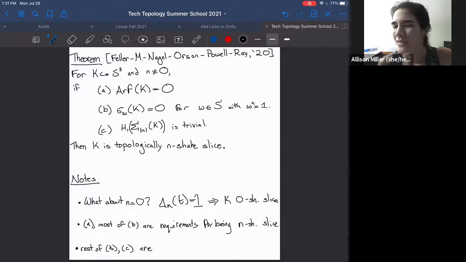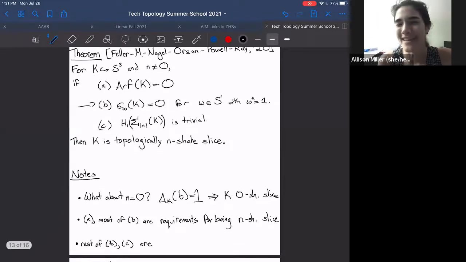Okay, what do I mean by most of B? This is going to be addressed mostly at people who know concordance obstructions reasonably well, which is that not all Tristram-Levine signatures are sliceness obstructions. So there are slice knots that don't have a completely zero Tristram-Levine signature function. So the obstructions to or requirements for being n-shake slice are basically item B, but restrict to those that are actually requirements for being slice. So in particular, look at the prime power roots of unity, prime power order dividing n.